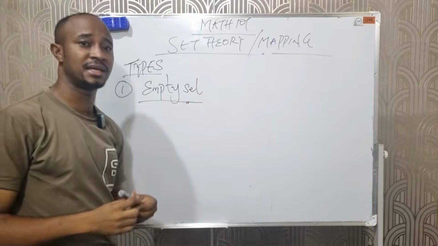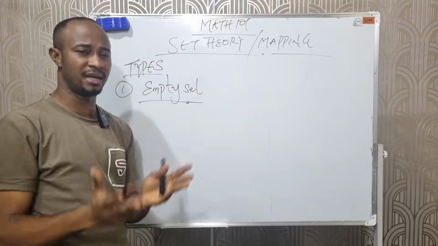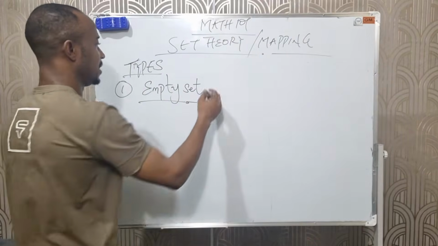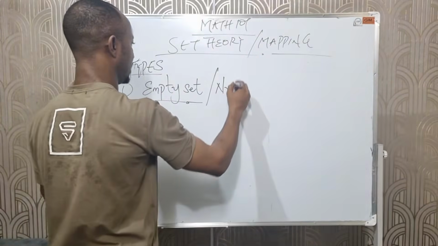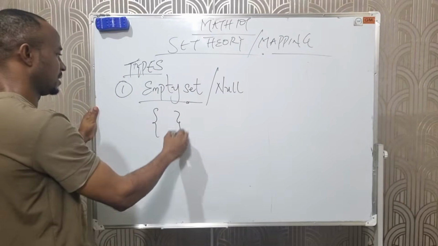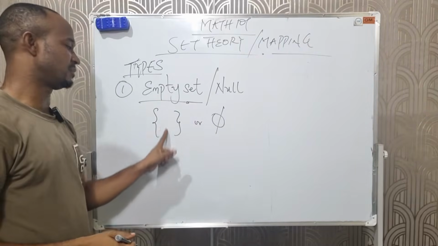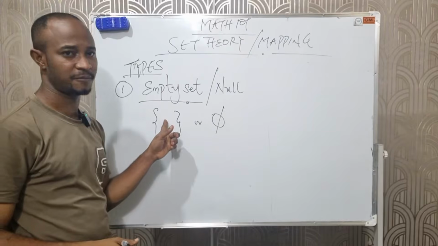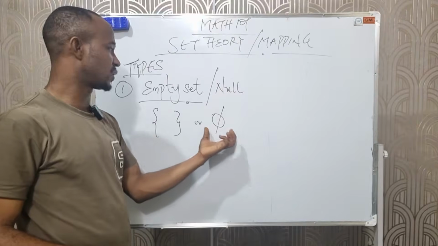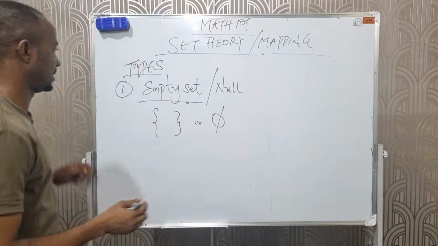When I say empty set, a set is empty if that set has no elements. Any set that has no elements is called an empty set. It's also called a null set. The symbol for an empty set is either this, or we use a symbol like this. This means an empty set because there's no element found in this set. Or we can use a null symbol. This is also called an empty set. So an empty set means a set that has no elements in it.